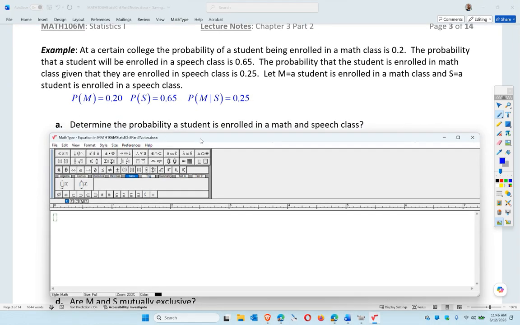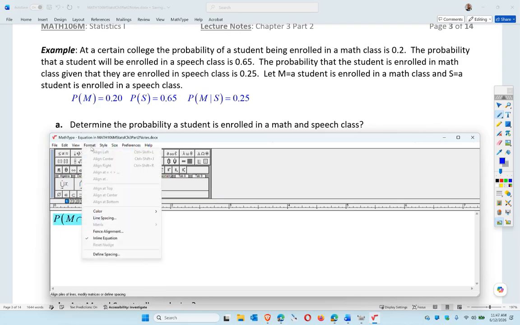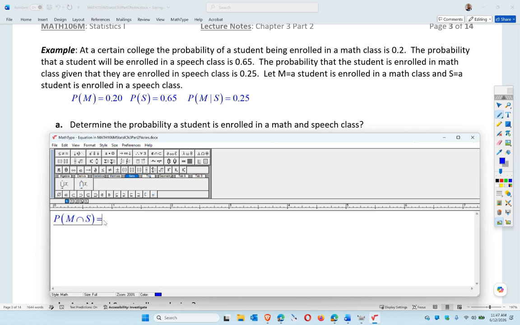So determine the probability of students enrolled in math and speech. So the probability of math and speech. That's clearly a multiplying scenario since it's an and. So we'll just copy this twice, copy, paste, and put a multiply in between. So this is math in the first one and speech in the second one.